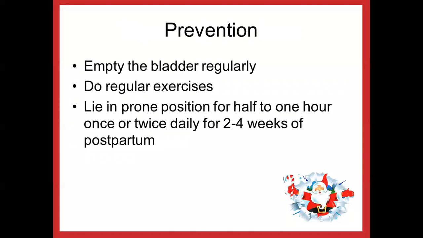How can we prevent it? Emptying the bladder regularly. You saw in the first picture that the bladder is lying anterior to the uterus. So when the bladder is full, if the woman is not voiding at regular intervals, whenever she feels the fullness, what will happen? When the bladder is full, there is a chance of the uterus being displaced backwards. Then doing regular exercises like Kegel exercises, any pelvic exercises, will maintain the muscle tone so that we are able to prevent the retroversion.